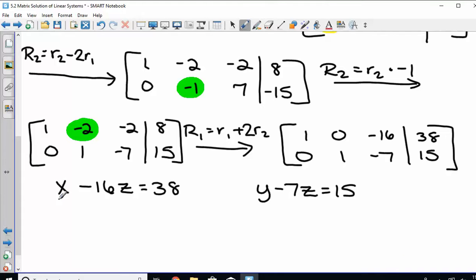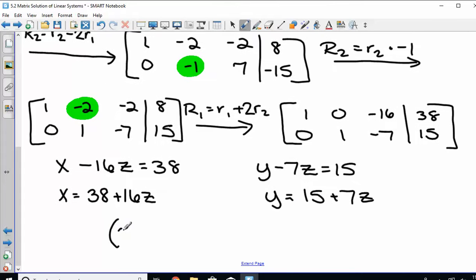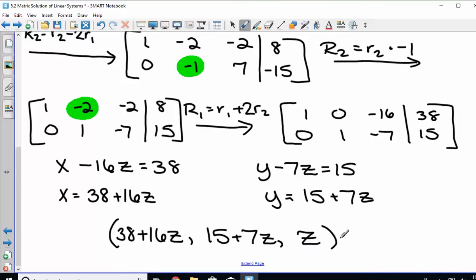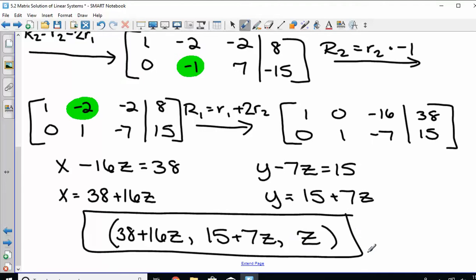So we could very easily solve this for x. X would be 38 plus 16z. Y would be 15 plus 7z. So my answer, I have my x, comma, y, comma, and my z just stays as z. So if you have more variables than equations, your answer is going to look something like this. There are going to be infinite solutions, so you will have something arbitrary.